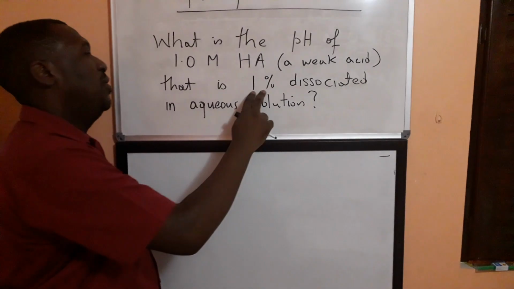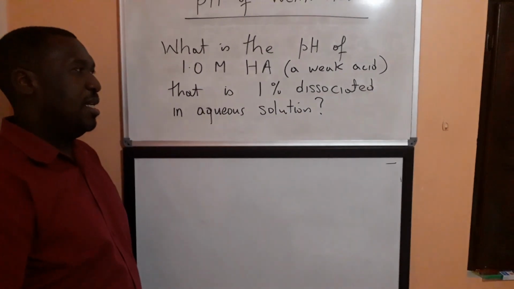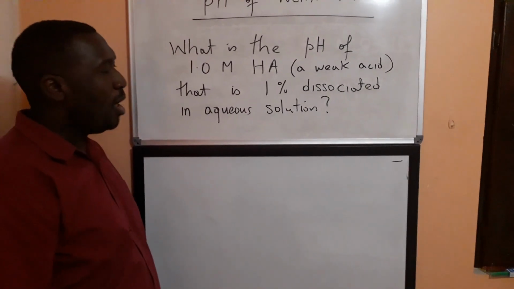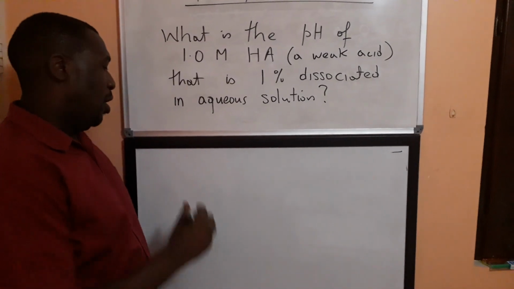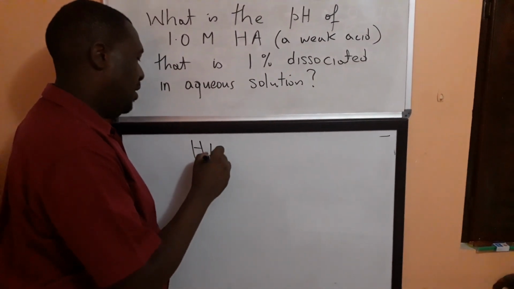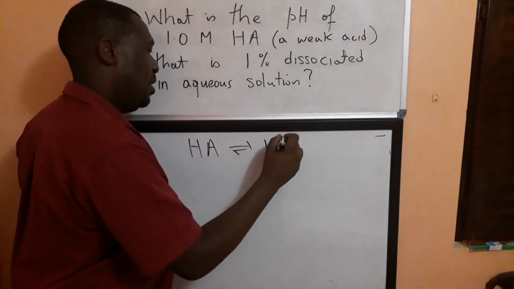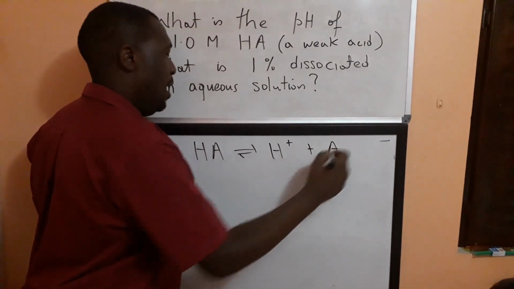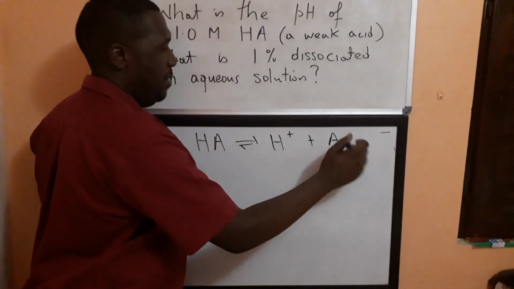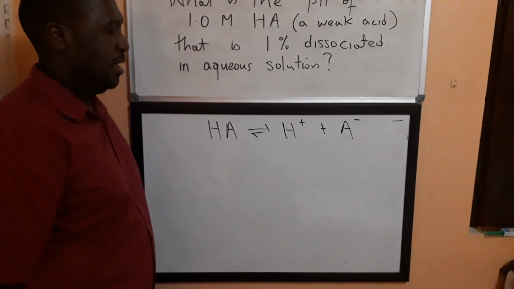Now, in our second example, you're asked to calculate the pH of 1 molar HA that is 1% dissociated. And of course, if it's only 1% dissociated, that means it's a weak acid. So let's look at it. Since we have HA as the formula, we can write the equation for dissociation as HA equals H plus and A minus.